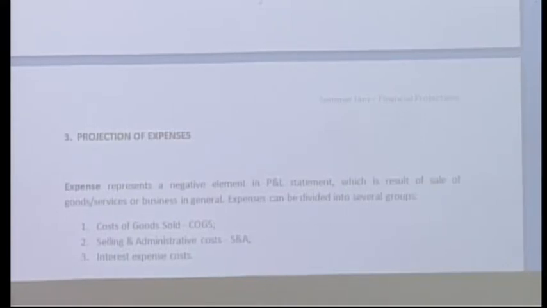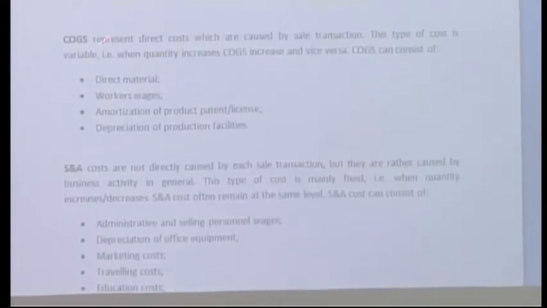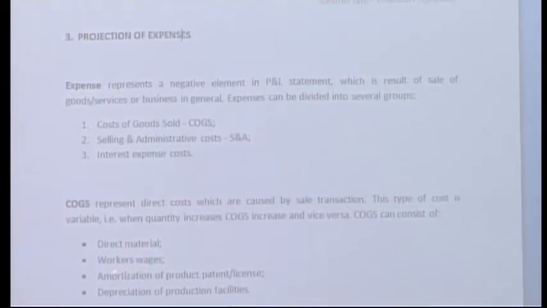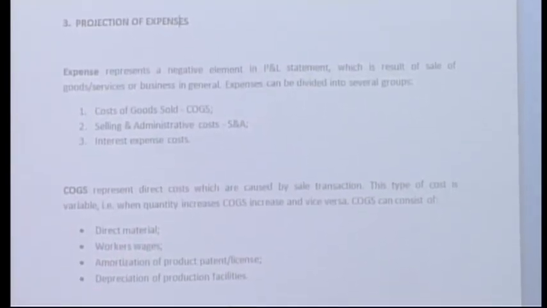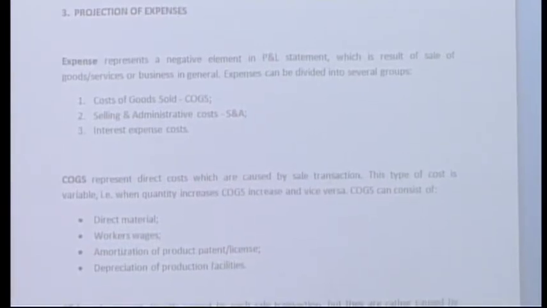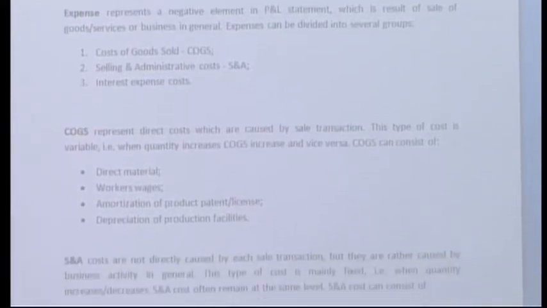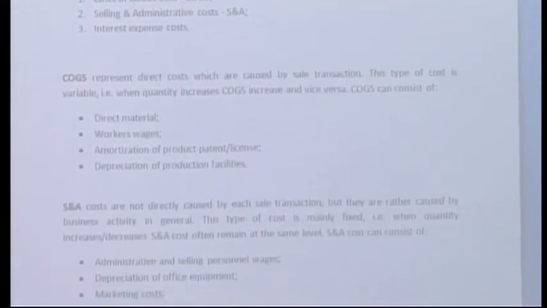The second one is the projection of expenses. You need to take care of cost of goods sold, selling and administrative costs, and interest expense. Cost of goods sold is, for example, direct material, workers' wages, amortization. Selling and administrative costs are, for example, depreciation, marketing costs, traveling costs, education costs, etc.